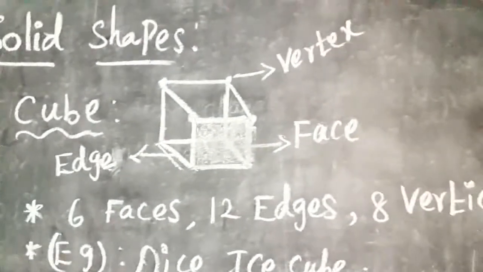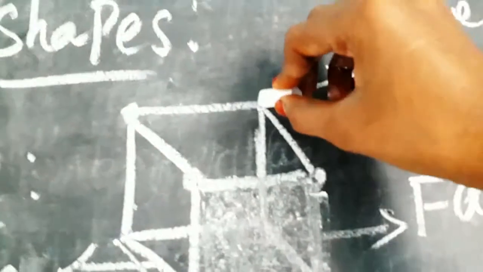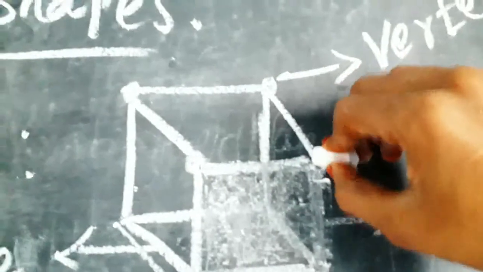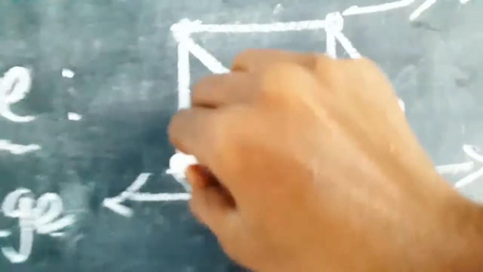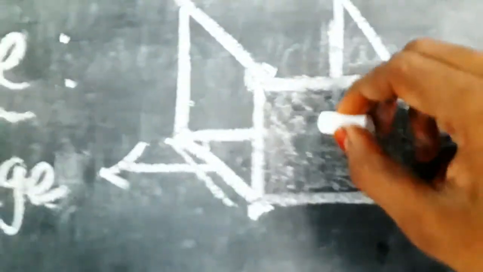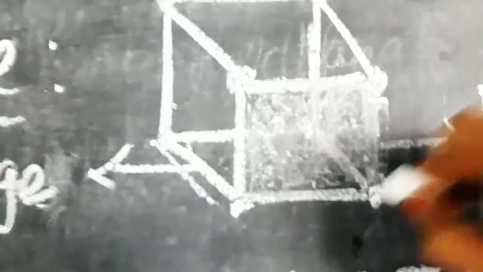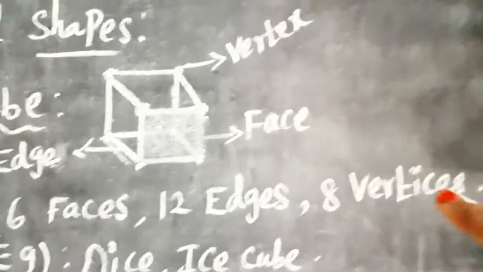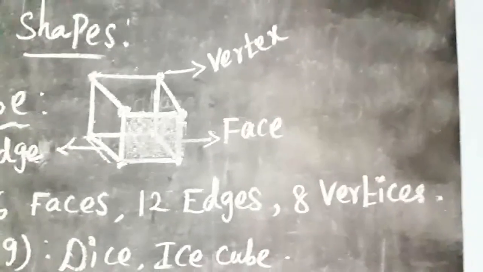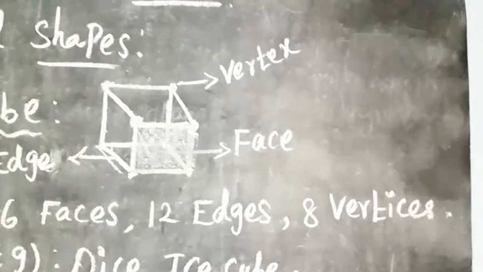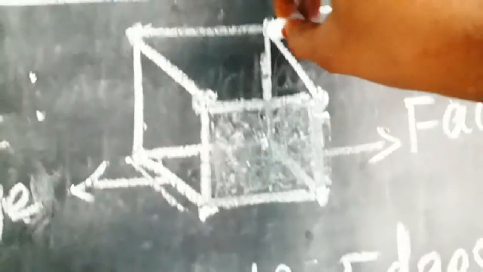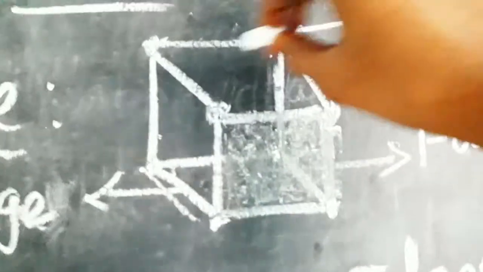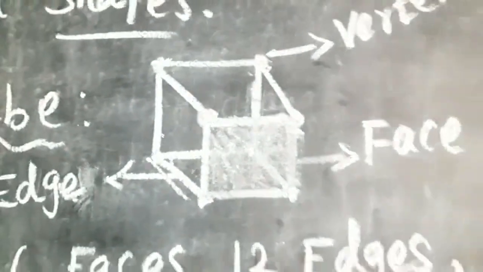Then, how many vertices? Where is the vertex? Yes, that is the vertex. 1, 2, 3, 4, 5, 6, 7, 8. So a cube has 8 vertices. The point where the edges meet is called the vertex.